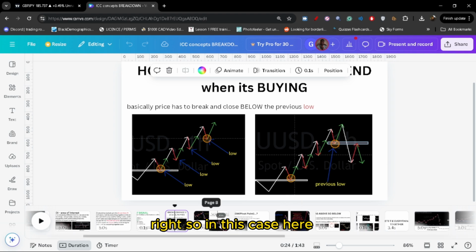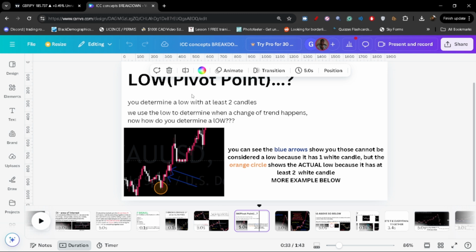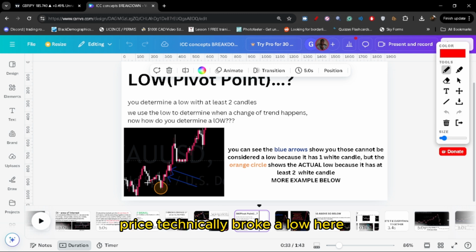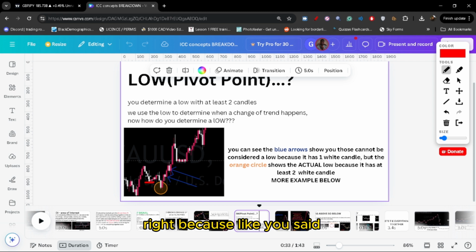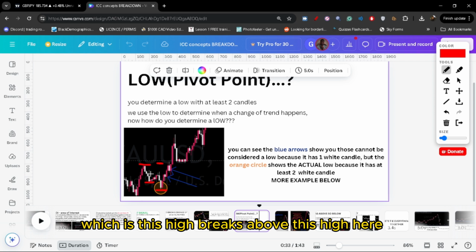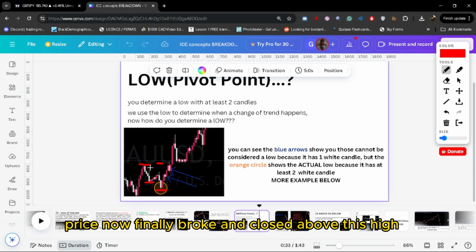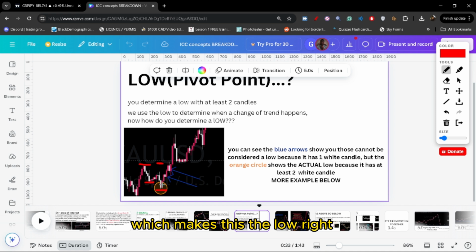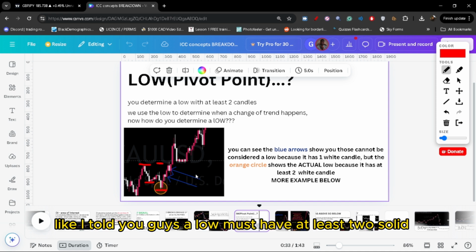So in this case here, price technically broke a low here, because like you said, it has two solid sell candles, but this low did not create a high, so this cannot be considered the low. So until this low here creates a high, which is this high, breaks above this high here, then this will not be considered the low, right? So in this case here, price now finally broke and closed above this high, which makes this the low. Like I told you guys, a low must have at least two solid sell candles.